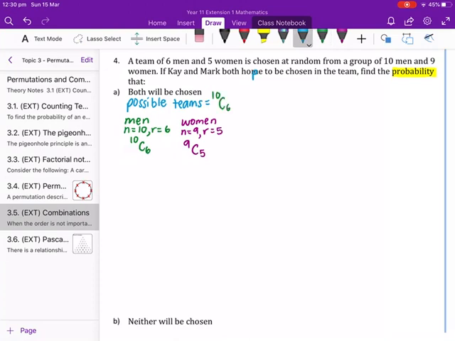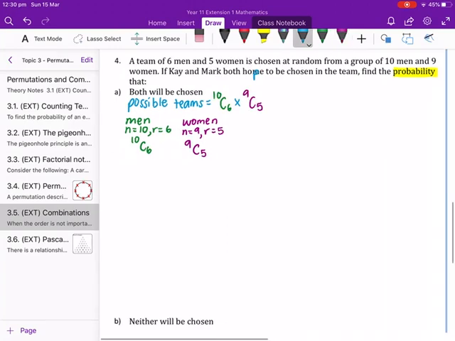So multiplying these two together, 10C6 multiplied by 9C5, which equals 210 times 126, which equals 26,460. So that's the possible amount of teams that can be chosen, but we want for both Kay and Mark to be chosen.